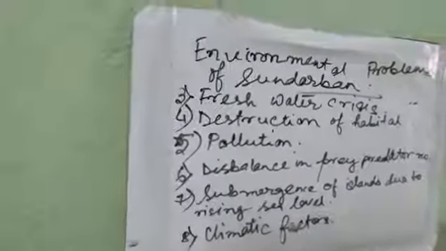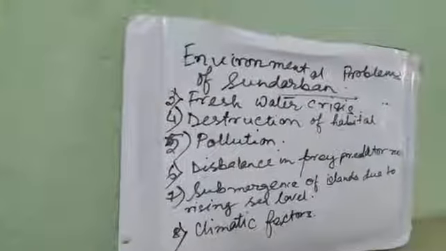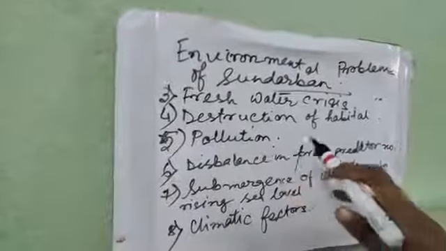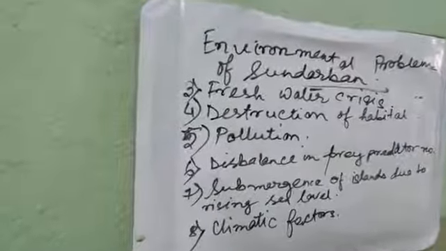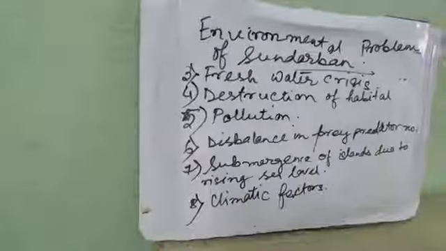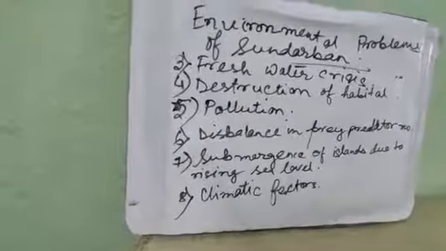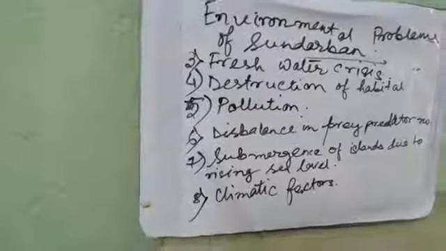Reduced flow of the sweet water in the Sundarban mangrove system results in the crisis of freshwater. Number 4, destruction of habitat. There is continuous deforestation and destruction of the habitat by cutting down the mangrove trees. Number 5, pollution, which is a very major cause of the threats for the Sundarban.